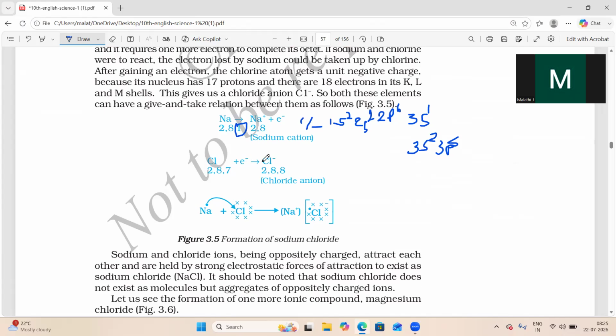If you take chlorine, the atomic number of chlorine is 17. If you write the electronic configuration, same thing, 1s2, 2s2, 2p6, 3s2, 3p5. If you observe here, the number of electrons present in the outermost shell is 7 electrons. So what will happen to get stable? It will gain one electron and become Cl minus. So this will be a negative charge.